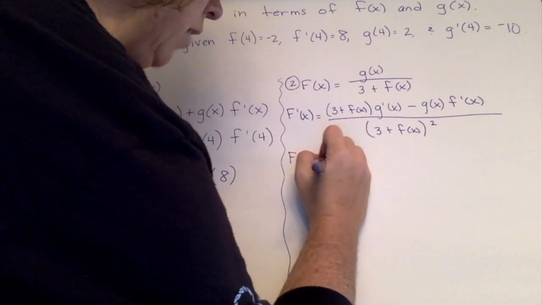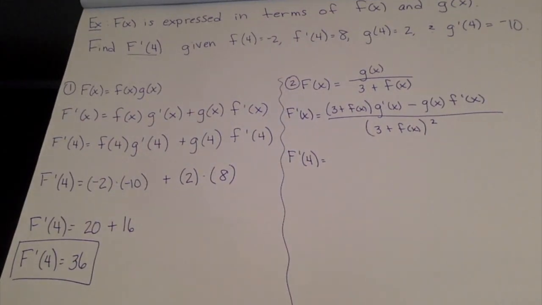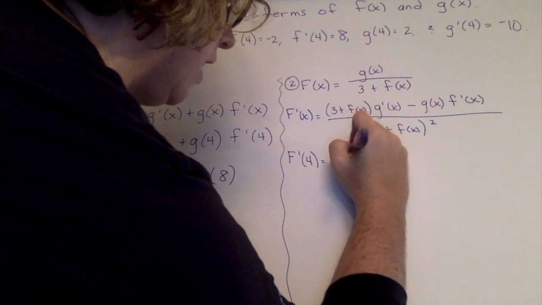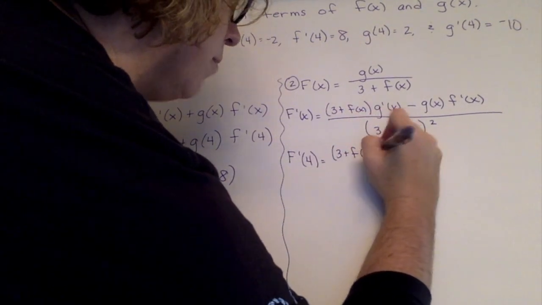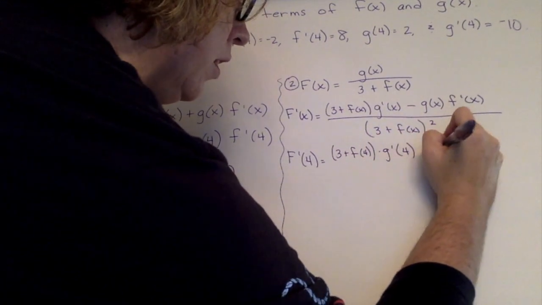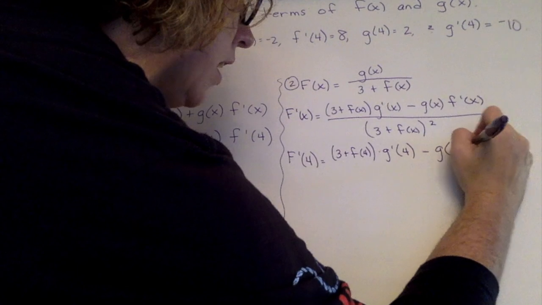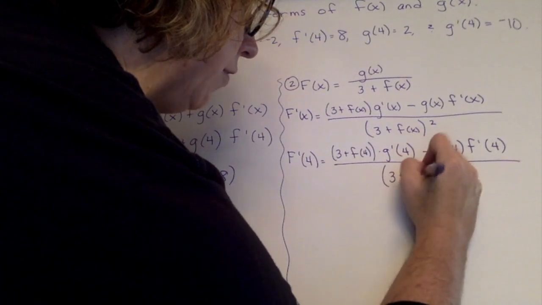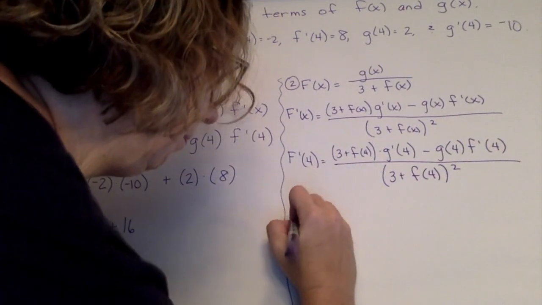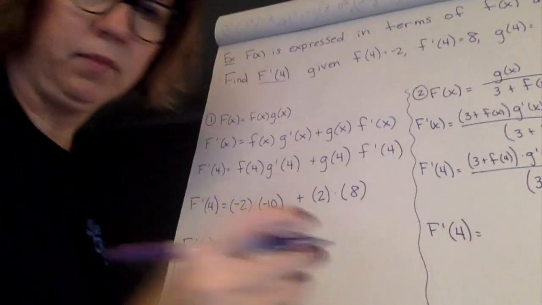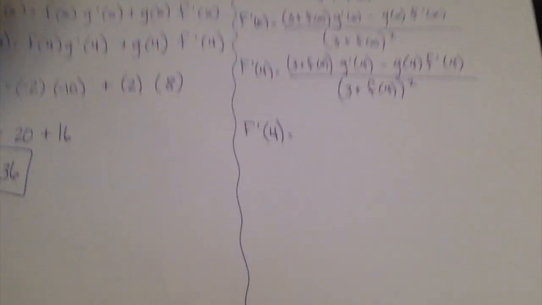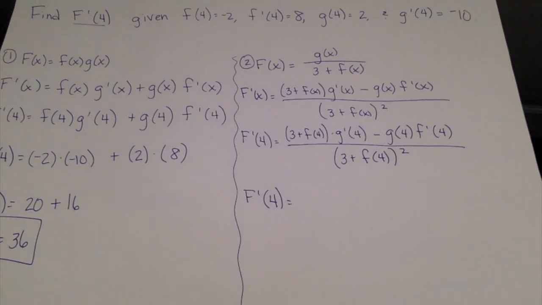Okay. But now again, we're going to replace all of those x's with 4's because we're interested in finding out f prime of 4. So we'll have 3 plus f of 4 times g prime of 4 minus g of 4 times f prime of 4, all over 3 plus f of 4 squared. Okay, but again, we know all of those values.